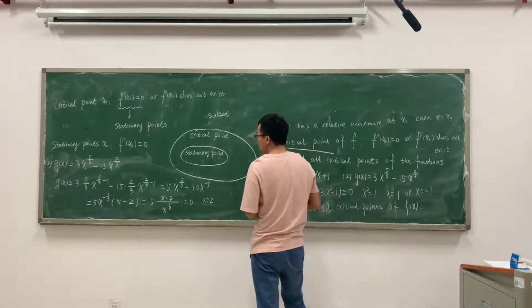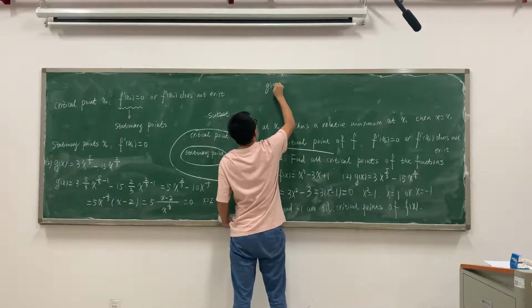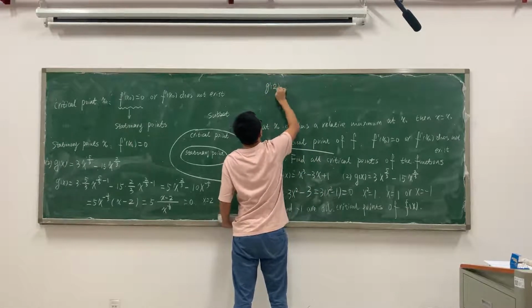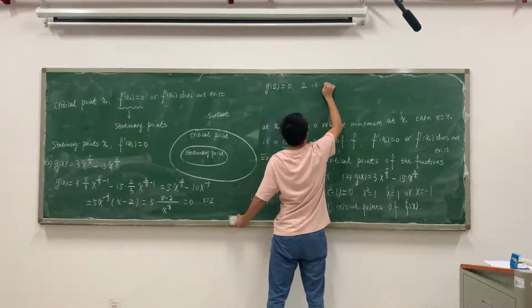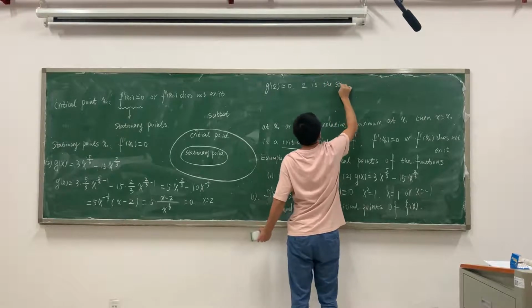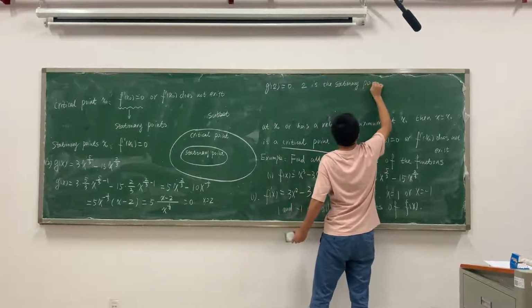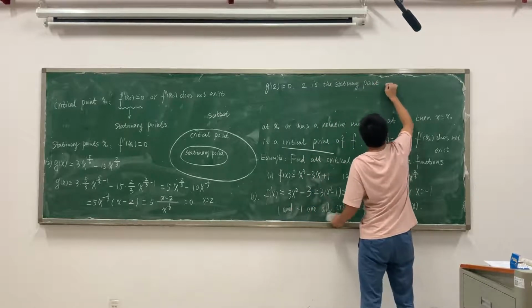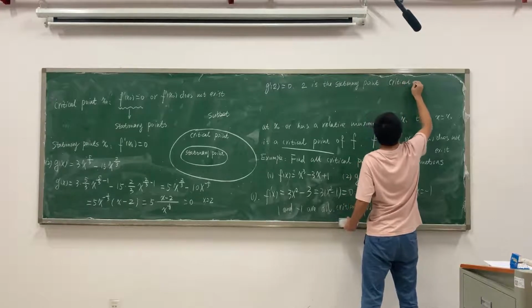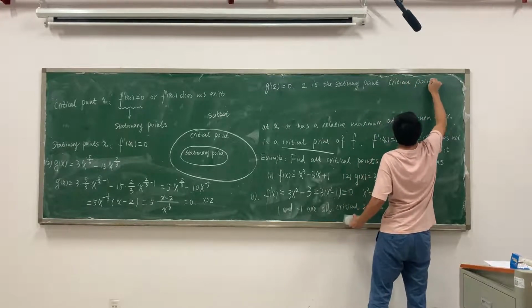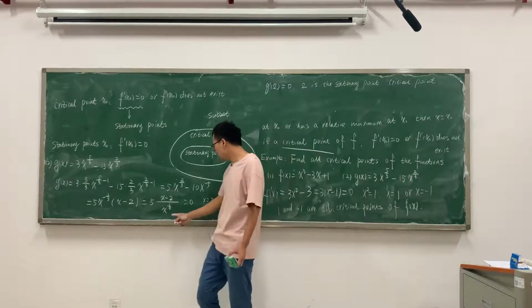So here means g prime. Okay, g prime 2 equal to 0. So here means 2 is the stationary point. It is also the critical point. Yeah. Also the critical point.